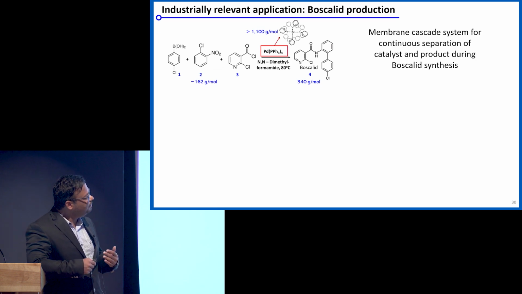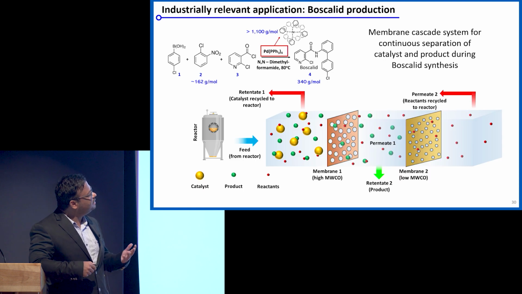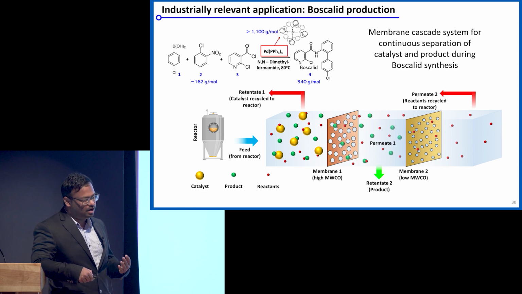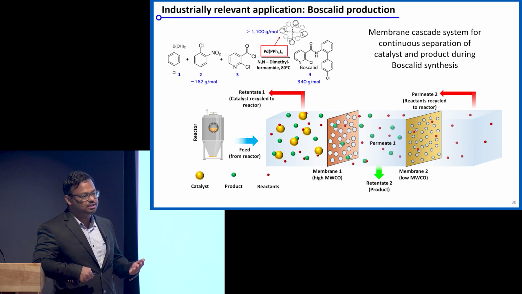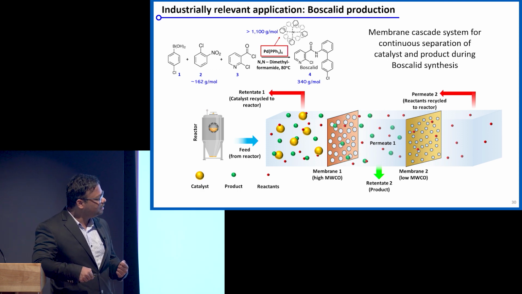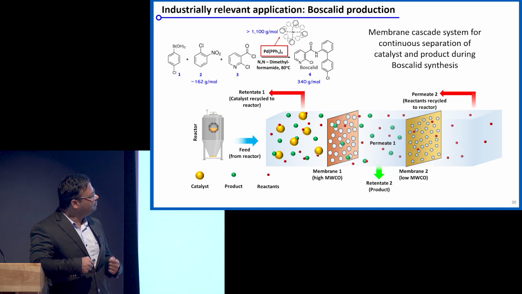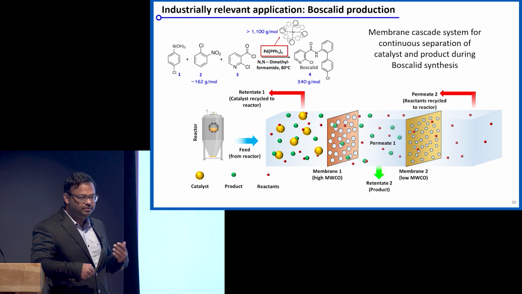So we designed a membrane cascade system where the first membrane has larger pore size and the second membrane has smaller pore size. We took the feed out of the reactor and fed it to the first membrane. The first membrane separated out the large catalyst, and we can recycle it back into the reactor. The permeate of this first membrane is the product and the small molecules, which are the reactant.